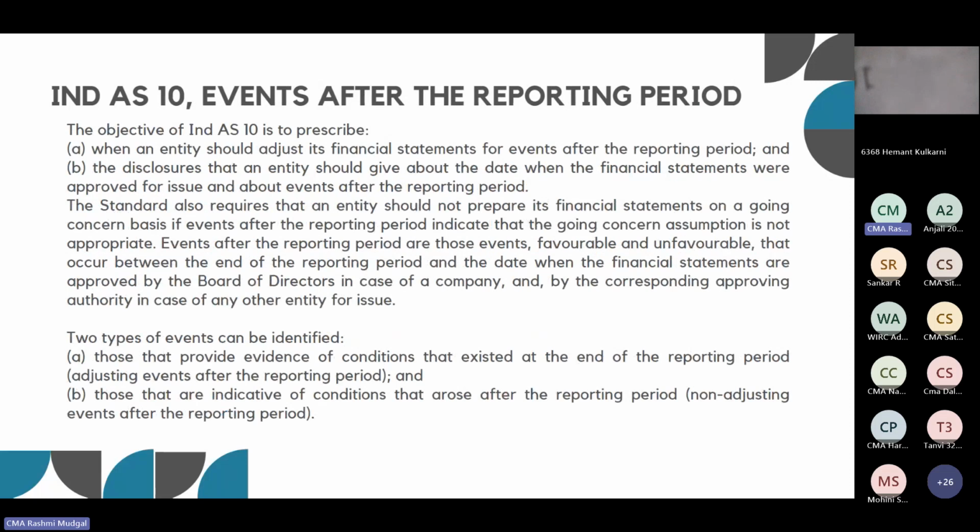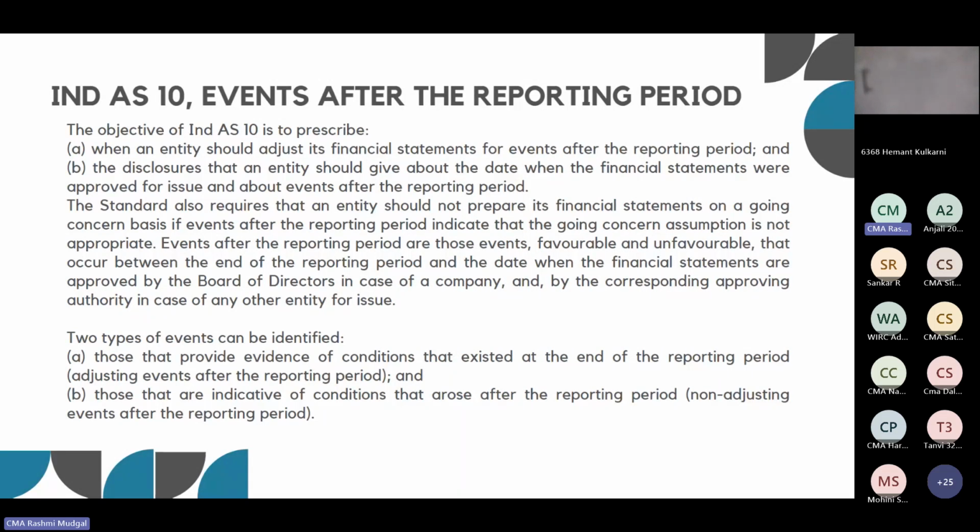Next, we come to Ind AS 10, events after the reporting period. What is the reporting period? Reporting period is the financial year. Financial year is what? From 1st April to 31st March. So the objective is, when should the entity adjust its financial statements for an event after the reporting period? Some event came after the reporting period, but it is related to the financial period.